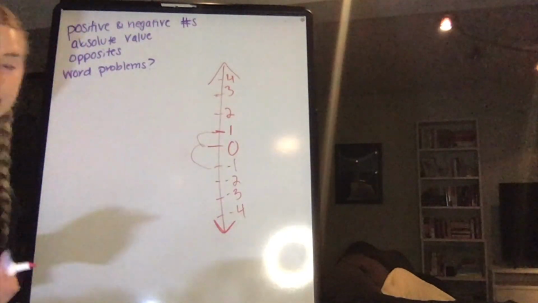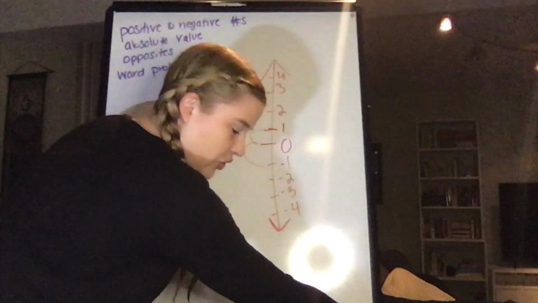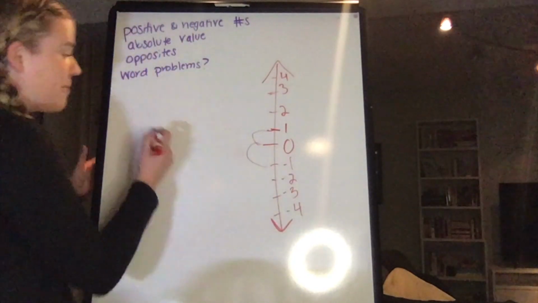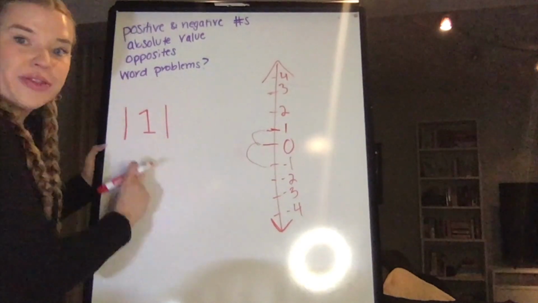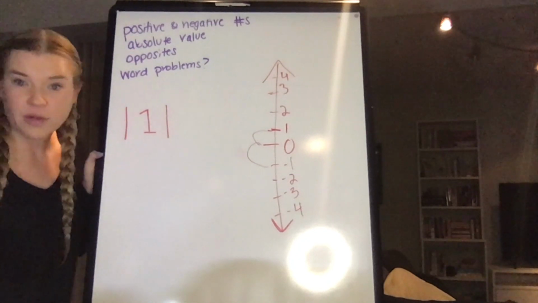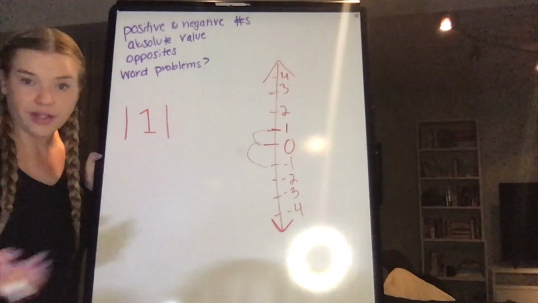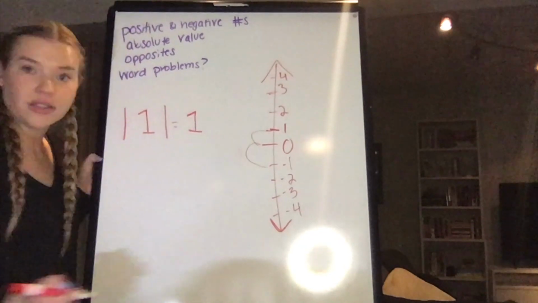If I'm asking for absolute value, it's going to be written in between 2 straight lines. So what this question means is, what is the absolute value of 1? How many steps would I have to take in order to get to 1? The absolute value of 1 is just 1.